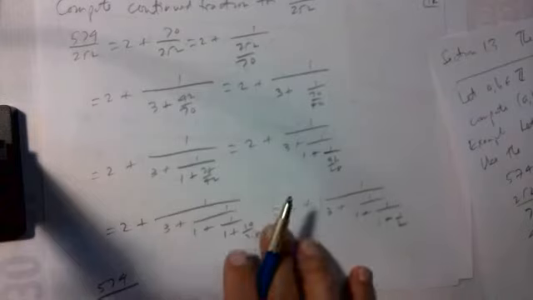So 574 over 252 is the continued fraction [2, 3, 1, 1, 2]. And again, if you go back and look at the Euclidean algorithm, what were the quotients at each stage? 2, 3, 1, 1, 2.